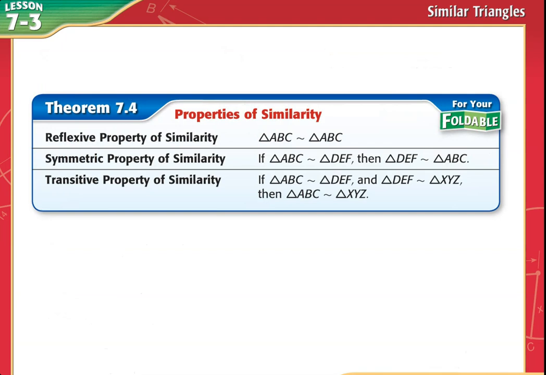All right, here we have properties of similarity. Reflexive property: obviously, triangle ABC is similar to itself. Symmetric property basically says if two triangles are similar, then the reverse statement can be made by flipping the order. And then also transitive property: if two triangles are similar to a third triangle, then we could say that the first and the third triangle are similar.